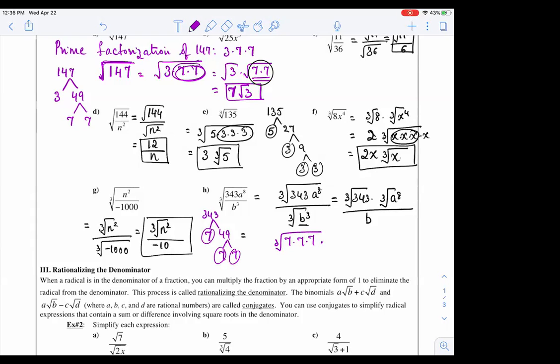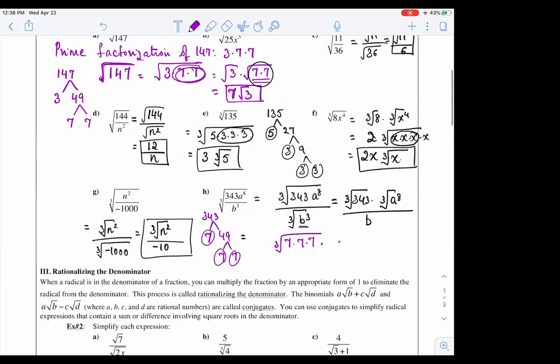Okay, now what about cube root of a to the power 8? So it's going to be how many a's?